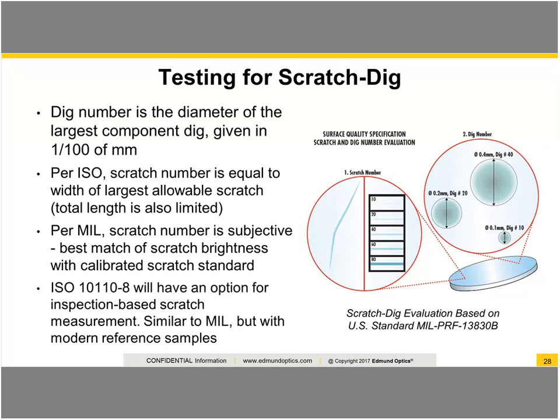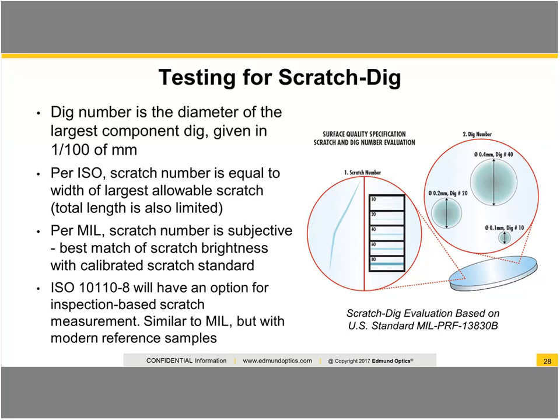In a future revision of the ISO, which is currently going around and should be out in the next year or two, there will be an additional option for an inspection-based scratch measurement similar to the mil spec, but in there it will be a requirement that you specify which scratch dig standard you're going to use, because they're not all the same. Those are made by different techniques, and there's some variability. Unfortunately, the mil spec scratch standard is no longer made. It was made back in the 40s and doesn't really exist anymore.